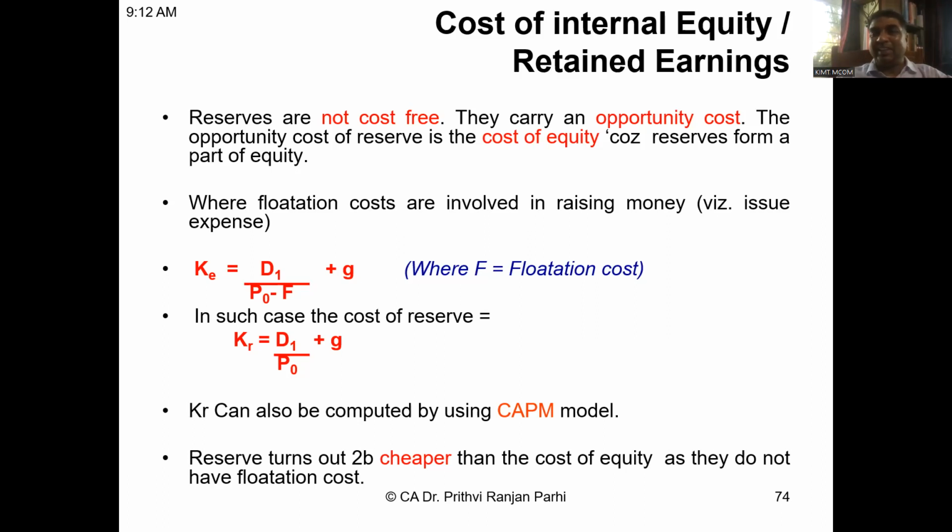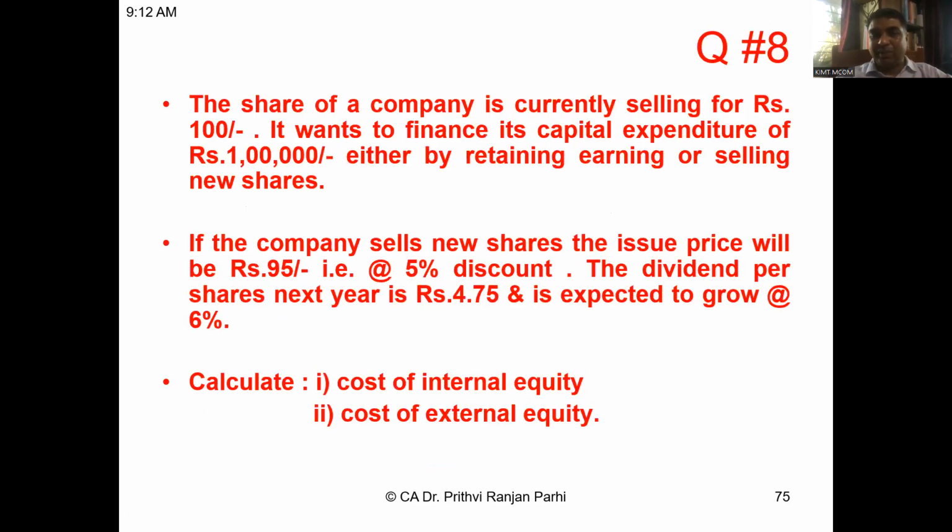For example, let us say shares are issued at 100 rupees. That is the market price. But the issue cost is 5 rupees. So effectively, you are getting 95 rupees. The formula will be D1 by 95 here, because for cost of equity the formula is D1 by P0 minus F plus G. But for reserve, that 5 rupees will not be reduced when we are computing cost of reserve. That's the only difference. So by using this, we can compute cost of retained earning.